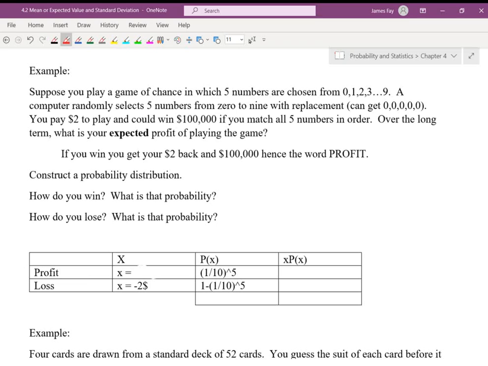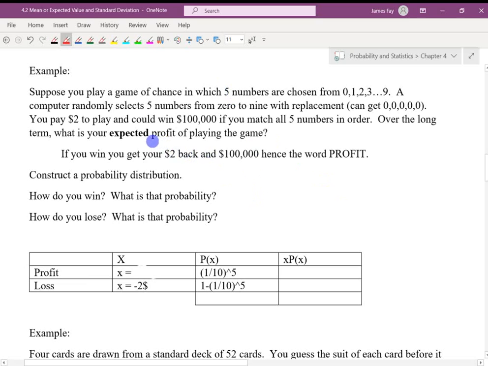Does that make sense? If I have all these losses and then this one win, what can I expect to have essentially lost or gained per every game I played? That's what an expected value is talking about. So you pay $2 to play, and you're going to win $100,000 if you match all 5 numbers in order.